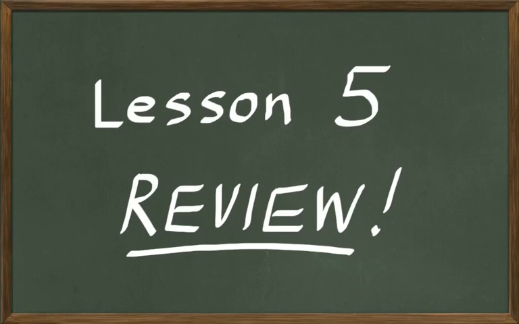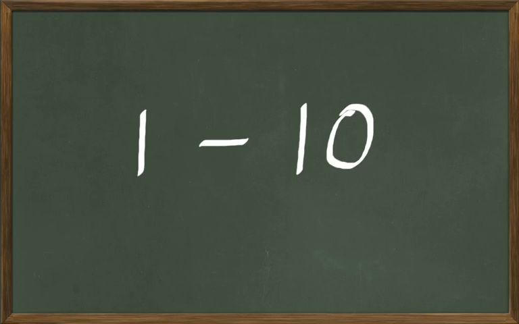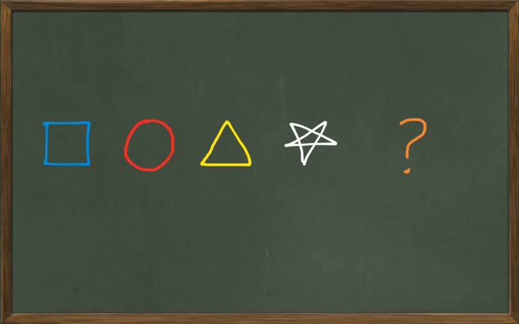Today we're going to do Lesson 5, and Lesson 5 is going to be a review lesson. We're going to go over the things we've talked about this week with regard to numbers from 1 through 10. We've been counting things from 1 through 10. We've been counting all different kinds of objects.